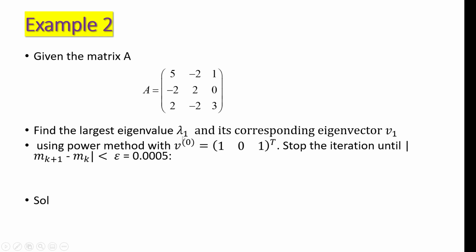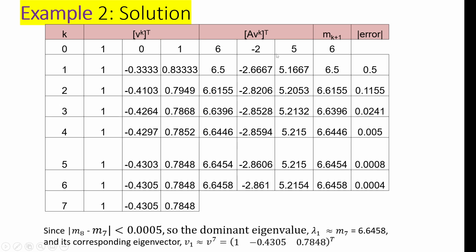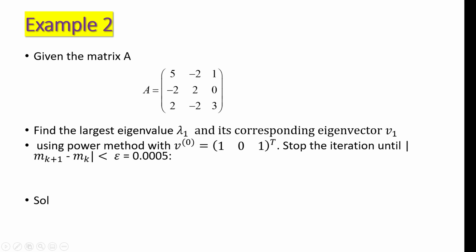Find the largest eigenvalue lambda 1 and its corresponding eigenvector V1 using the power method with V0 equal to (1, 0, 1) transpose. Stop the iteration when the modulus of M(K+1) minus MK is less than epsilon equal to 0.005. So it's the same thing, but I have to jot it down.